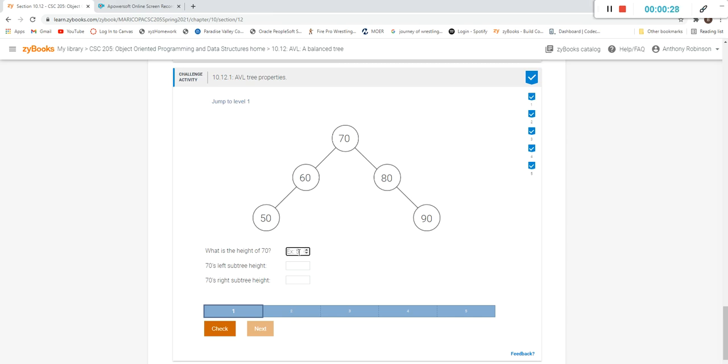So the height of 70 is going to be 2, and that's because we can see the depth of the nodes goes all the way down here to 50 and 90. So those nodes are going to be 0 and work their way up. So it's going to go 0, 1, and 2, meaning that 70's left subtree, 60, is going to be a height of 1, and the right subtree, 80, will also be a height of 1.